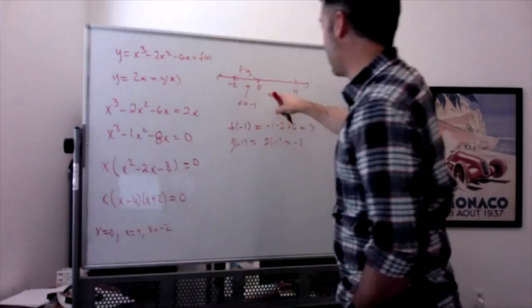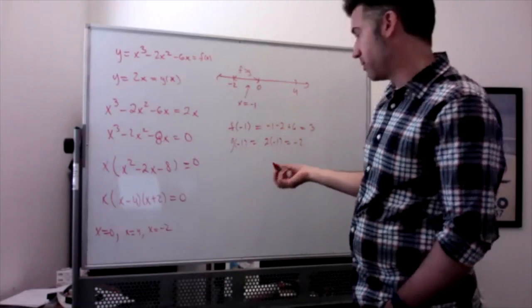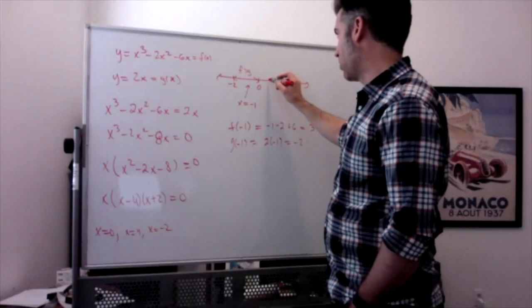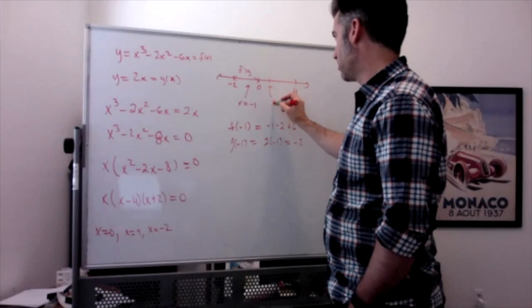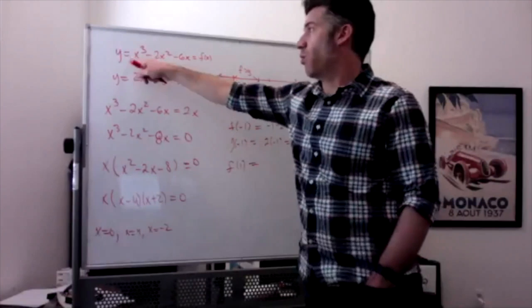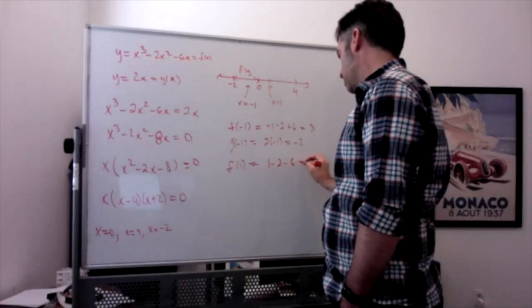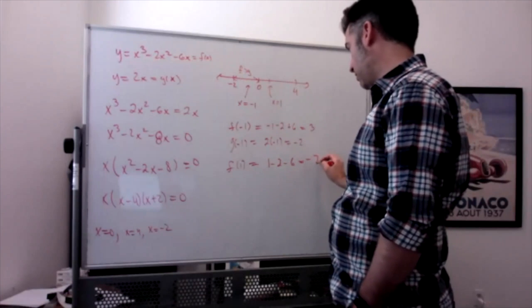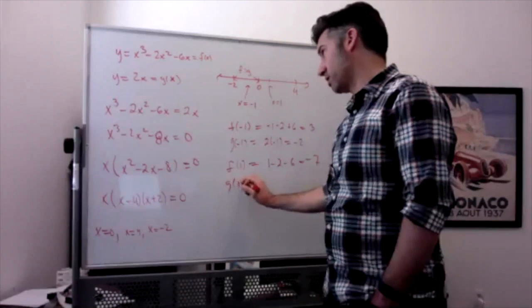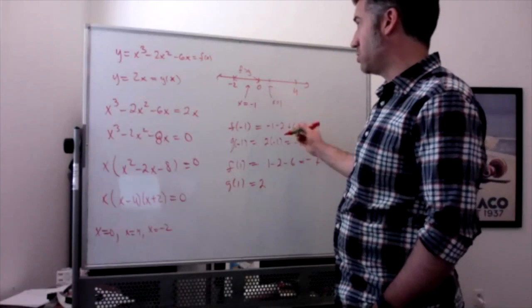It could also be true that f is bigger than g over here. We need to check. Sometimes they don't actually cross each other. So let's plug in x equal to 1. f of 1 is 1 minus 2 minus 6, which is negative 7. And g of 1 is 2 times 1, which is 2. So in this interval, between 0 and 4, g is bigger.